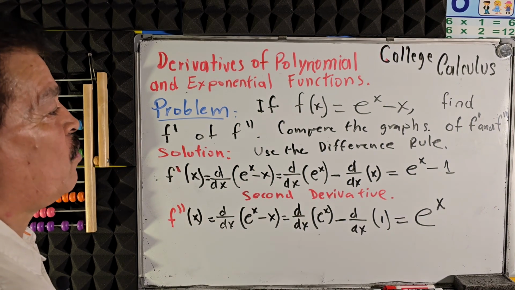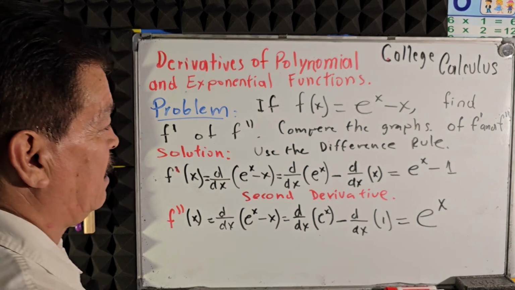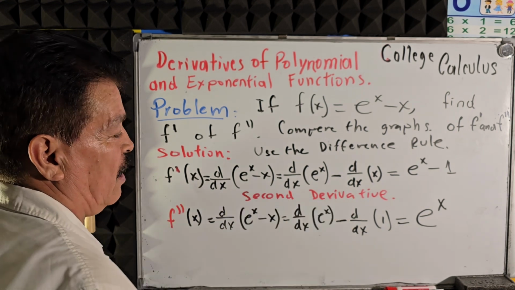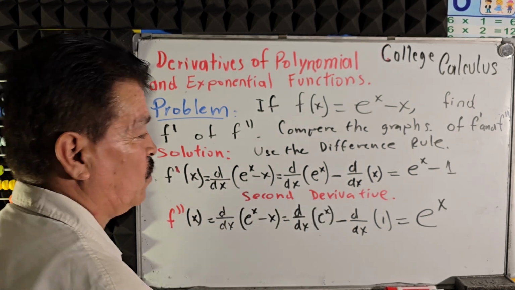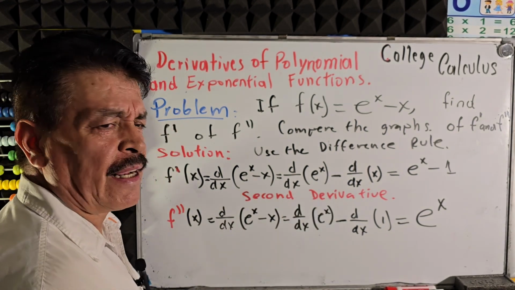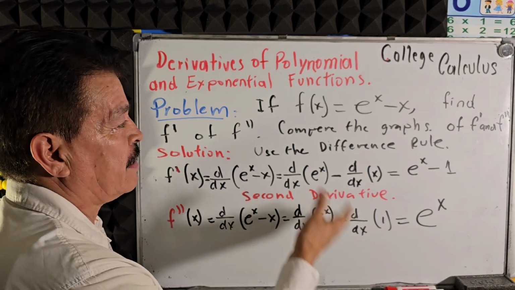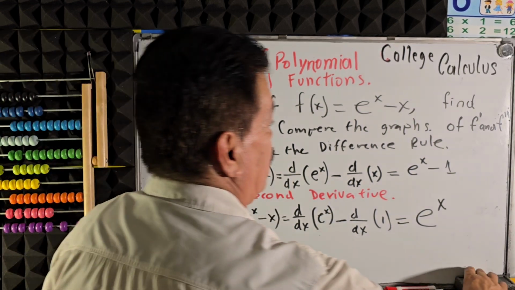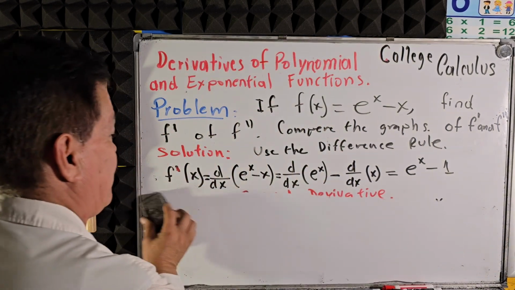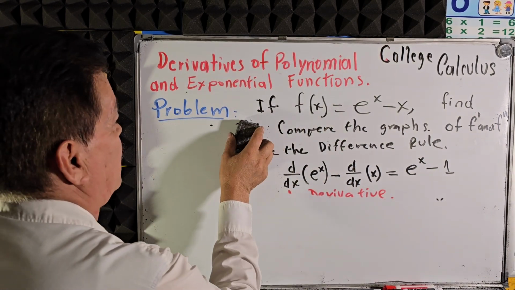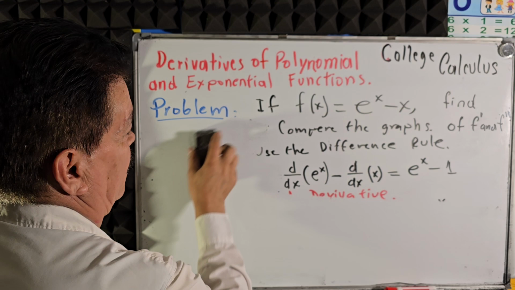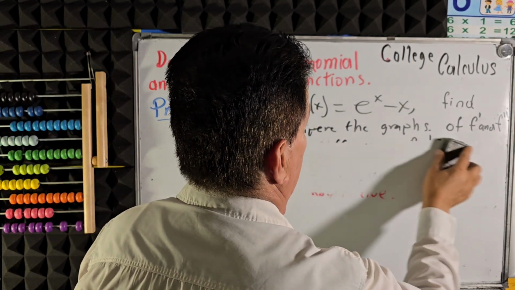If it says compare the graph, we also have to make it, so let me show the graph. Keep your eyes right here. See the solution? Very simple. It's not complex. Just follow the rules. I am applying the rules that I explained to you before. Now let's make the graph.